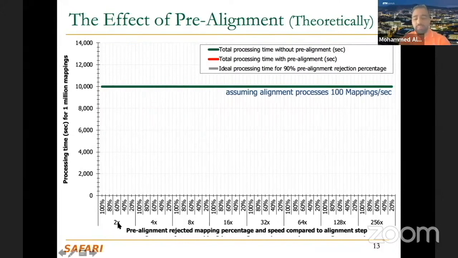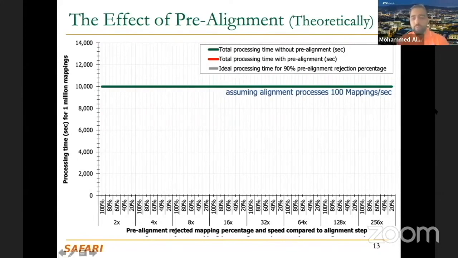The second row is the speed of the filtering compared to the sequence alignment. So the filter can be 2x faster than the alignment, or 4x, or 8x, 16x, 32x, and so on. Now, the green line, on the y-axis first, is the processing time for 1 million mappings. So, for example, at this point, we have 10,000 seconds for 1 million pairs, right?